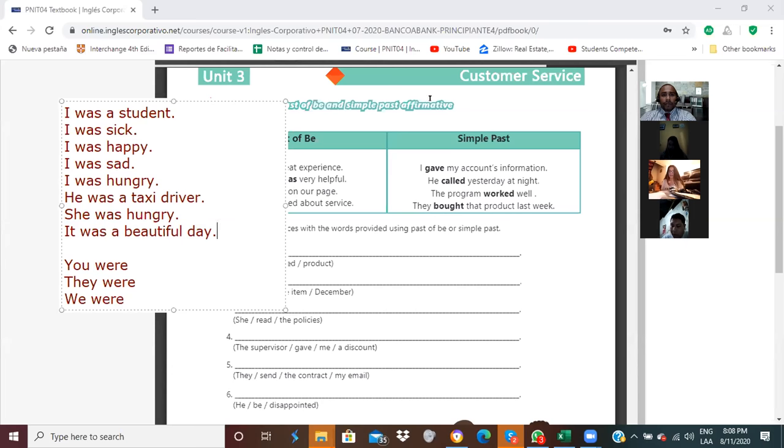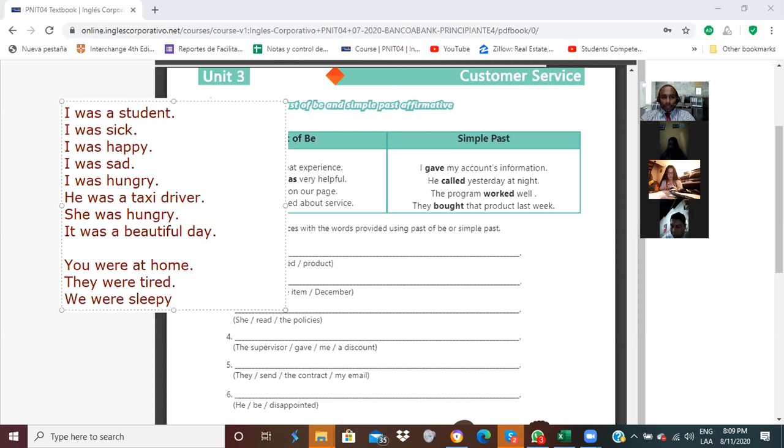Any questions referring to the examples? No questions. Okay. Now, in the case of you were, let's say, for example, you were at home. Tú estabas en casa. They were tired. Ellos estaban cansados. We were sleepy. Nosotros estábamos con sueño.